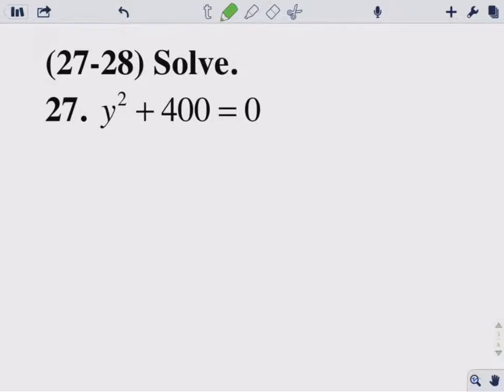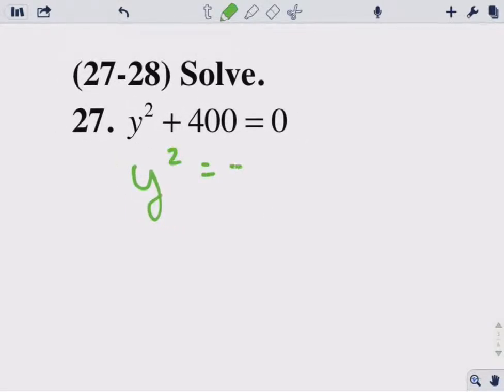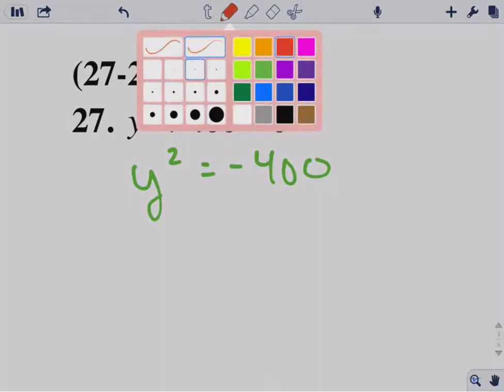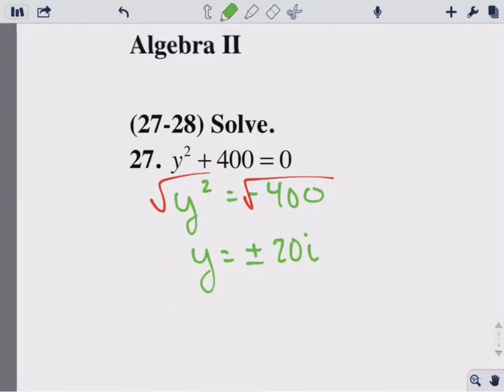Okay, so these want us to solve. I just take the 400 over to the other side, which gives me negative 400. Then I take the square root of both sides. Don't forget the positive or negative. You get y is equal to positive or negative the square root of negative 400, which is 20i, because of the negative.